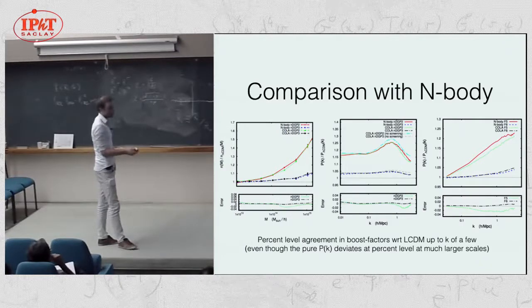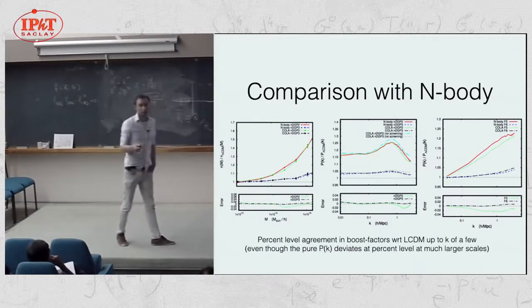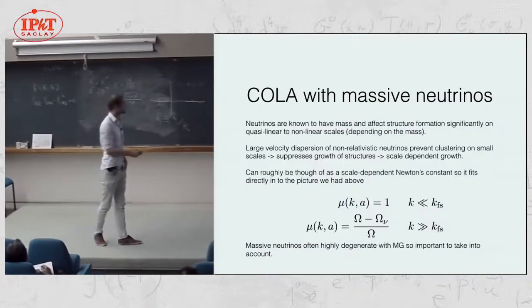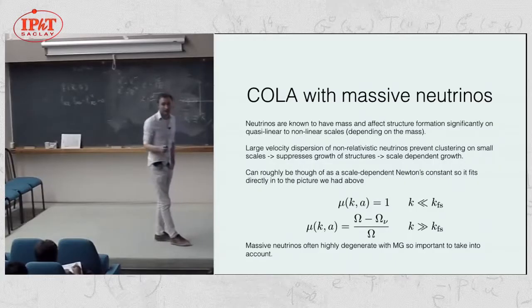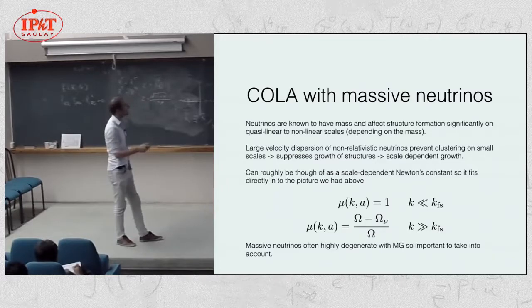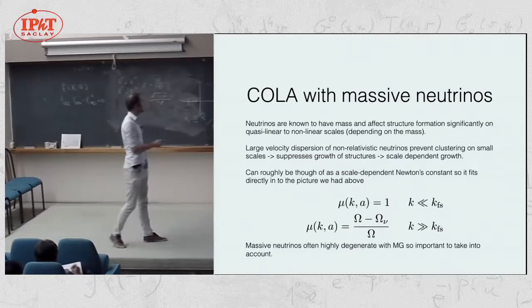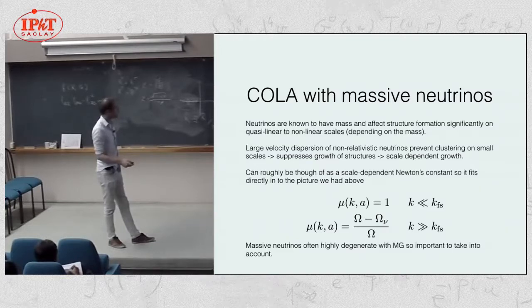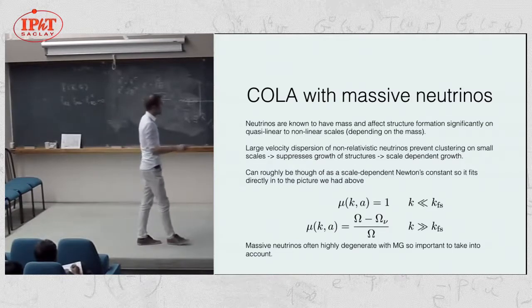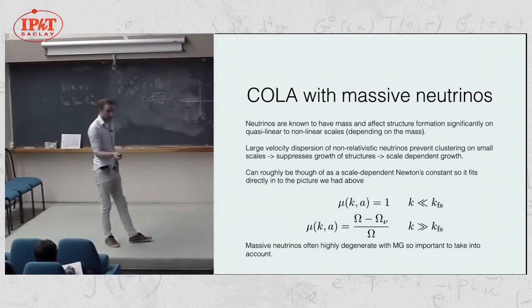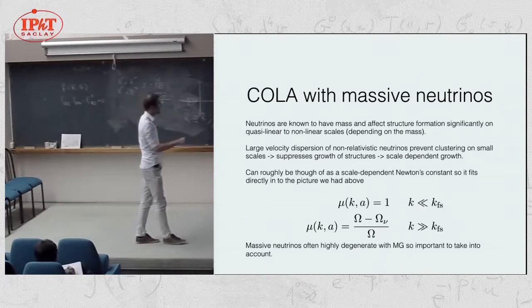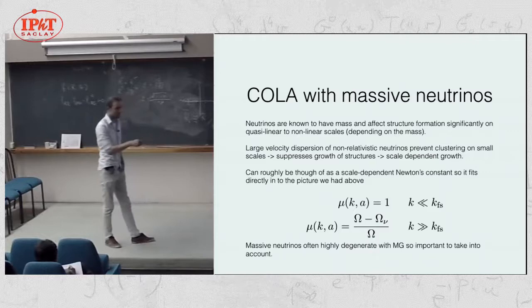So let's see. Of course, this doesn't just have application within modified gravity models. You can also apply the same formalism to massive neutrinos. We know that the neutrinos have mass, and they affect structure formation significantly, well, if the mass is high enough, on these quasi-linear to nonlinear scales. Neutrinos reduce clustering on small scales. So if you have a cosmology of massive neutrinos, you also have scale-dependent growth factors. So it fits very well into the same picture as we had above.